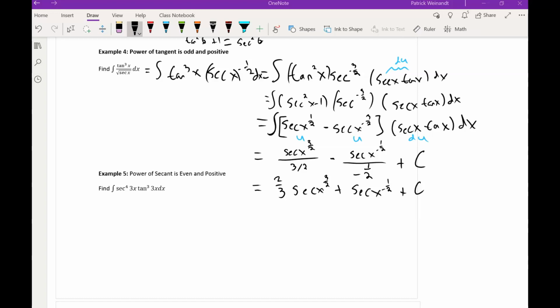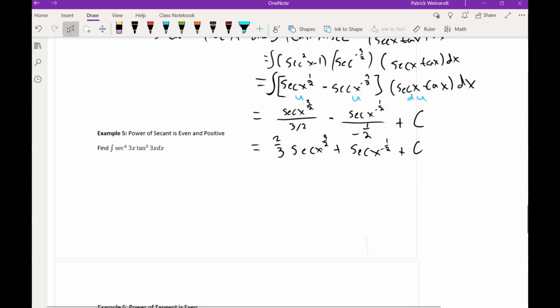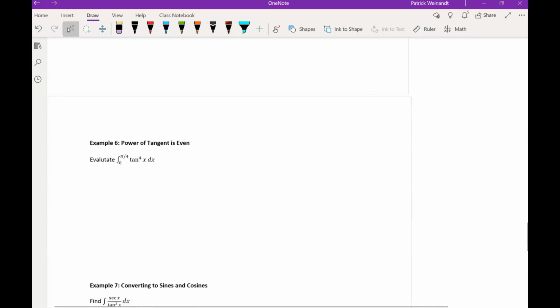You could notice that the power of secant is even and positive, but the power of tangent is also odd and positive. So which rule would you use? And technically you could use either rule. You could use rule 1 or guideline 2. And I'll leave that as an exercise for you guys to work out. This example's in your book. You can always hop on the Zoom meetings, and I'll certainly help you out if you have questions on that one as well. Okay, but we're going to move on. I'm going to leave that one for you guys to work out on your own.